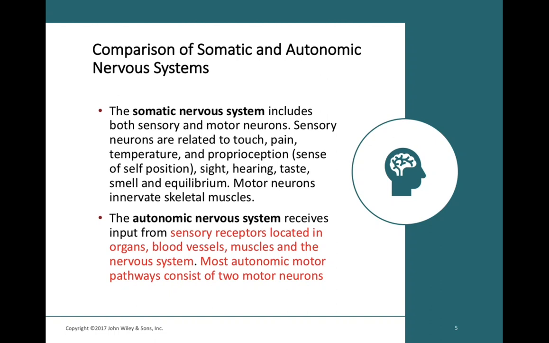These sensory neurons will take information into the central nervous system, and then our central nervous system will send outputs out of motor neurons. However, instead of just a single motor neuron like we saw in our somatic nervous system, the autonomic nervous system will be composed of two motor neurons that are arranged in series, which means that one neuron is just coming after another.